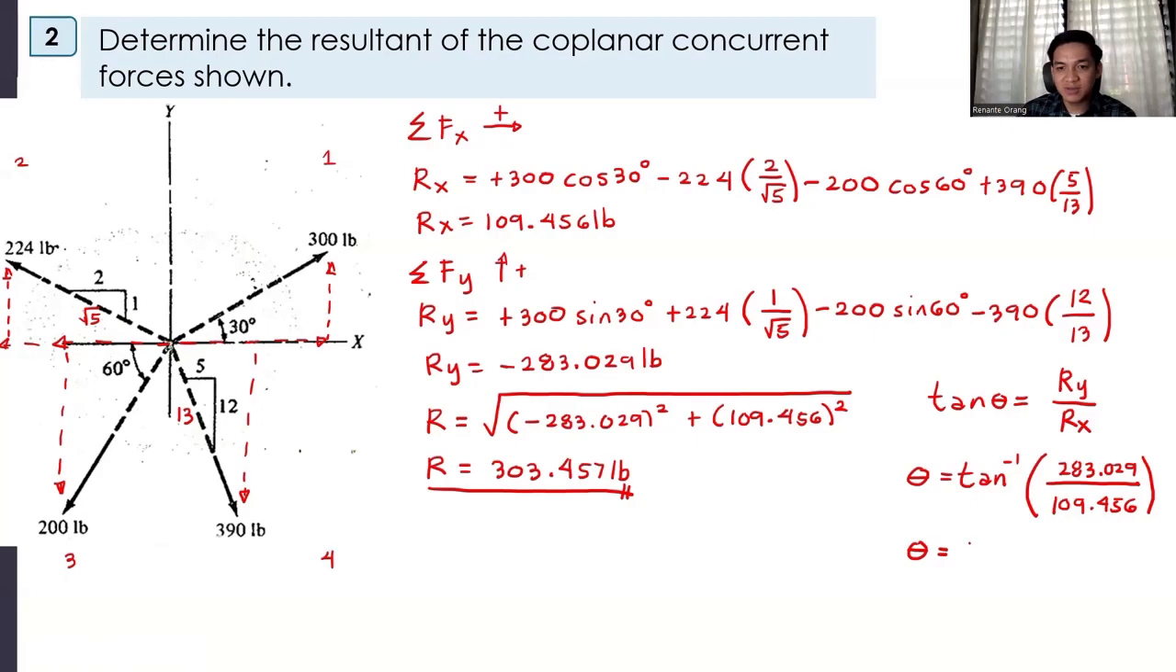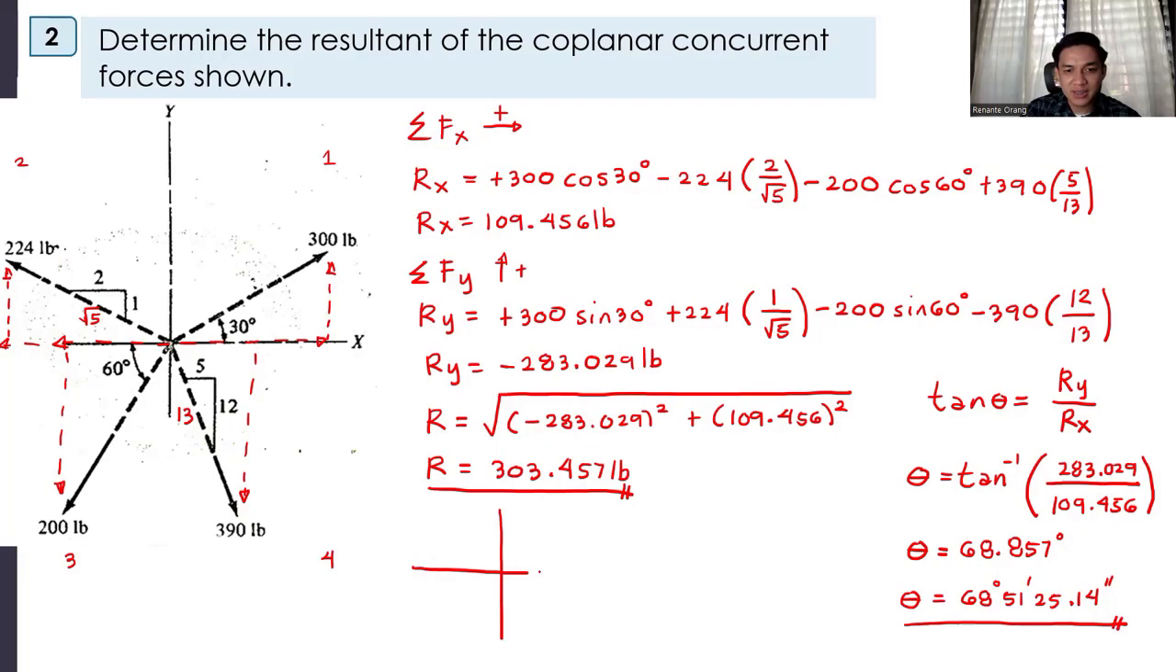We have our angle theta equivalent to 68.857 degrees, or that is equivalent to 68 degrees, 51 minutes, and 25.14 seconds. This will be our final answer. Let's do a quick sketch, class, of where it is. That is our y-axis and x-axis. Our Rx is positive, our Ry is negative, so it is in the fourth quadrant. So this will be our R and this will be our angle theta.